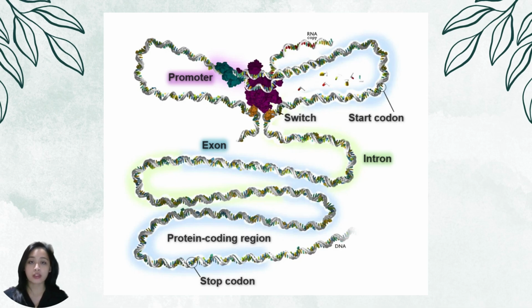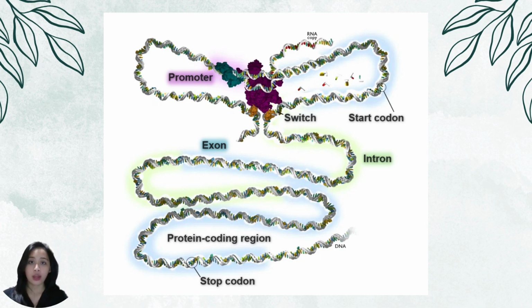Next component is the start codon, which is made up of the bases ATG, or AUG on the RNA molecule, which codes for the amino acid methionine. It tells the ribosome, the cell's protein building machine, where to start reading to build protein.